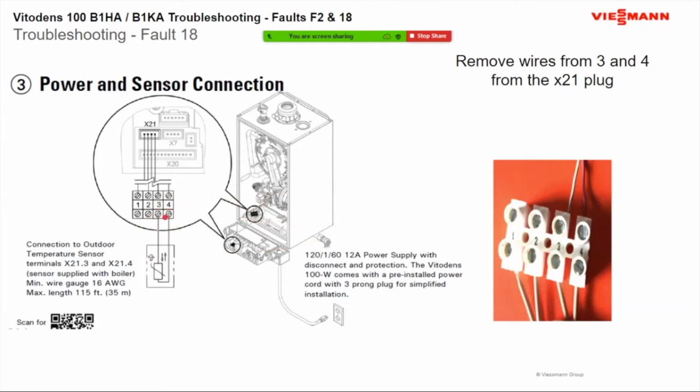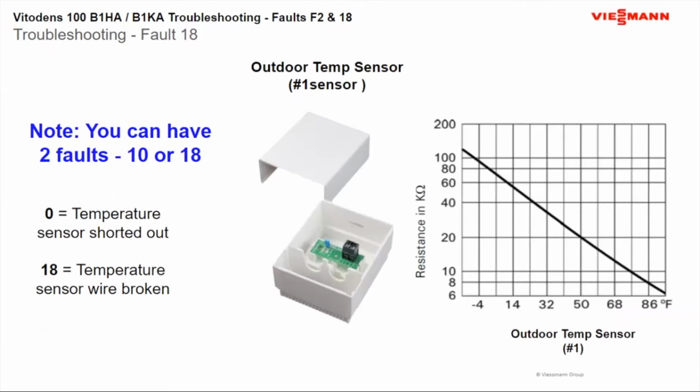So normally if you're inside the building, you can just take that 3 and 4 off, set your meter to K ohms or ohms, and see what that outdoor sensor is reading. But remember, an 18 fault kind of means that your wire is broken. But we're going to check it anyway. So we're going to take the wires off 3 and 4. And if we do get an ohms reading on there, we're going to check our outdoor sensor to see if our outdoor temperatures are jiving with our ohms resistance.